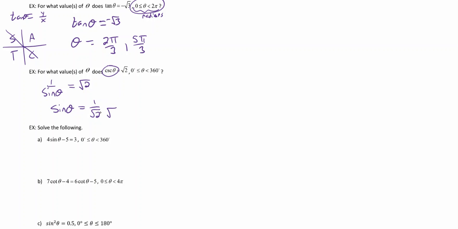But what if I play around with it a little bit more? This would be the same thing if I rationalize it. I'll multiply the top and bottom by root 2, so that would be the same thing as root 2 over 2. Hey, that one looks good, right? We do know where that happens. So again, where is sine theta equal to root 2 over 2? Another way of saying it is, where is y equal to root 2 over 2?